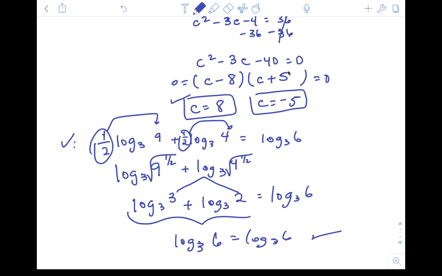So the 8 totally worked just fine. Now, the beauty of the negative 5. Automatically going to be extraneous, because as soon as I put it into the problem, I begin with the log base 3, 1/2 log base 3 of negative 5 plus 1. And negative 5 plus 1 is negative 4, and you can't take the log of a negative number. Boom.